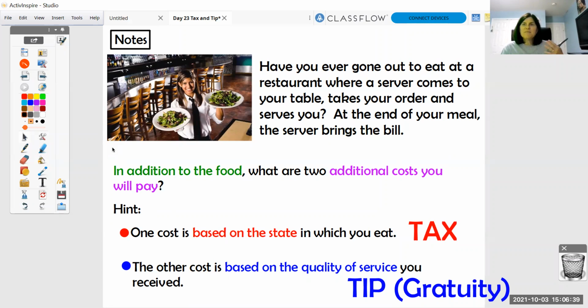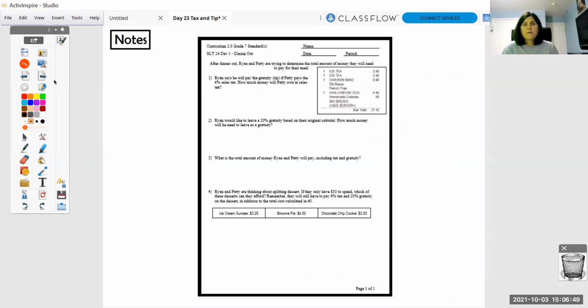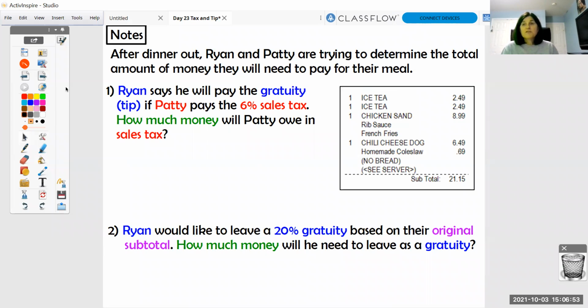So you might hear me saying percent. This is another example where we can use our percent proportion to calculate some amounts. So let's take a look at your note sheet that you have. It looks like this. Okay, so the first one, I'll read it to you. It says, after dinner out, Ryan and Patty are trying to determine the total amount of money that they will need to pay for their meal.